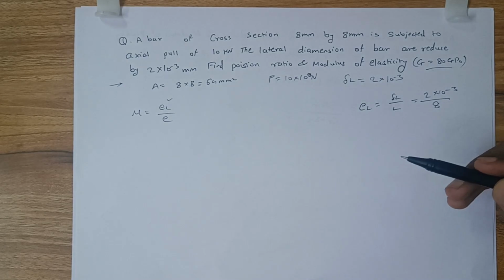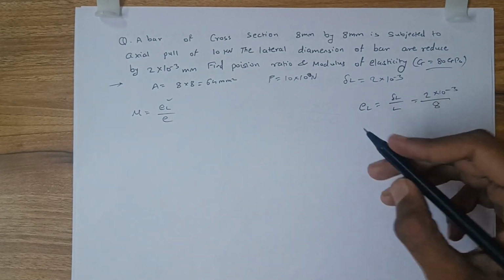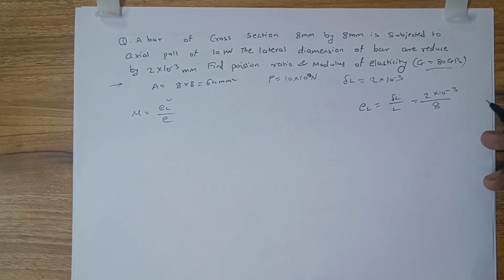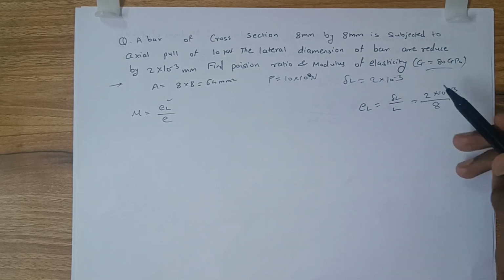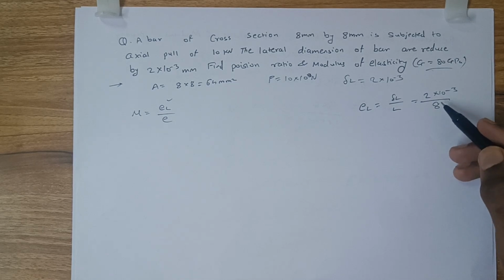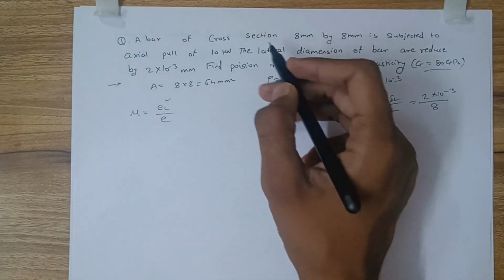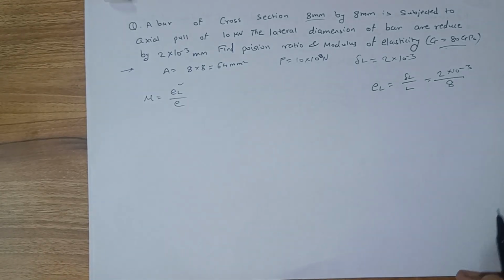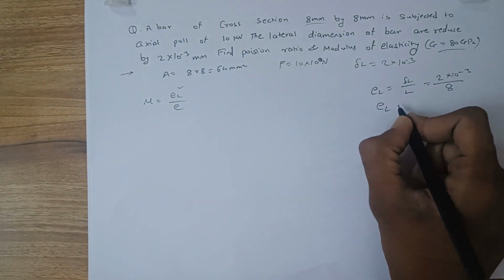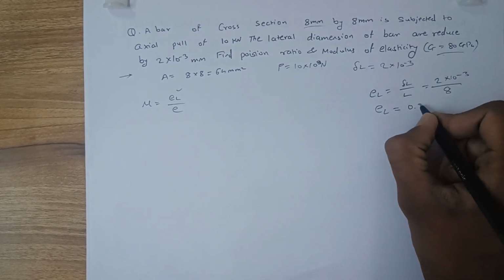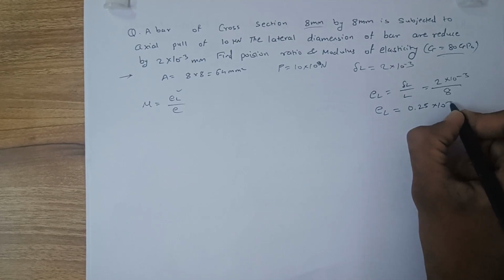The lateral dimension in any bar is the width, or if it is circular, the lateral dimension is taken as the diameter. Here the bar is not circular, so the lateral dimension is the width of the bar. So the width of the bar is 8 mm, and the change in the lateral dimension is 2 into 10 raised to minus 3. So the lateral strain is equal to 0.25 into 10 raised to minus 3.